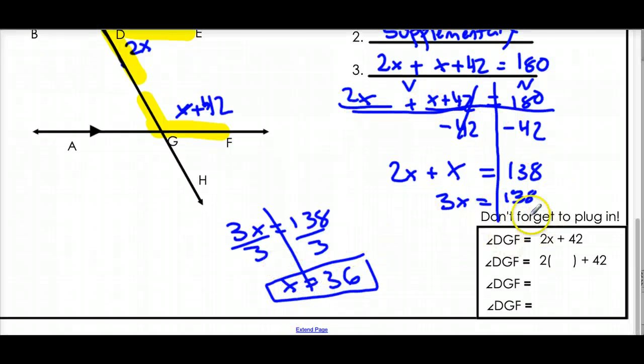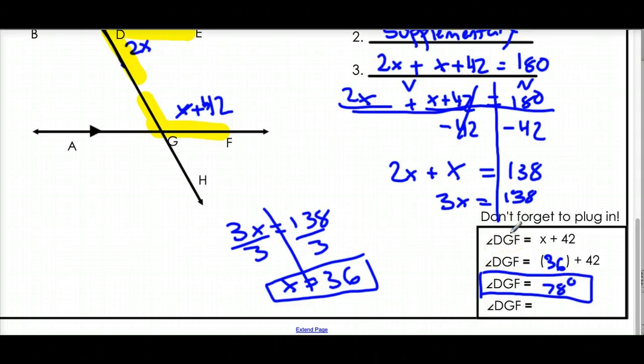Now that I found x is 36, I can't forget to plug this in. So DGF isn't 36, I've got to plug in here. So 2x plus 42 is what DGF is equal to. Sorry, we changed this question. Don't write that down. This is x plus 42. So this is 36. We plug our 36 in. 36 plus 42 is 78. And so we know DGF is equal to 78 degrees.